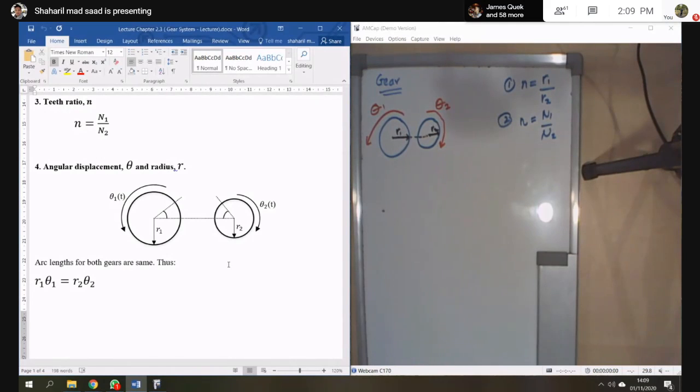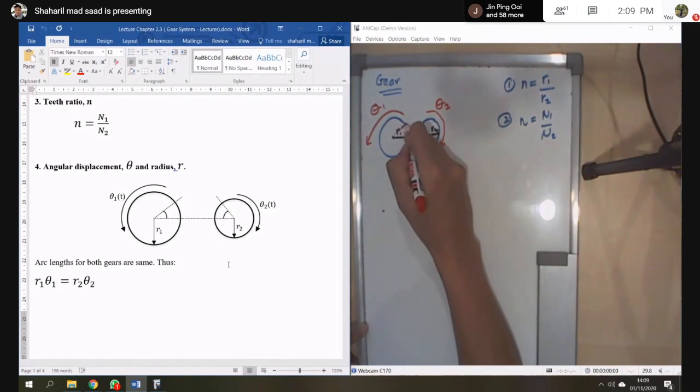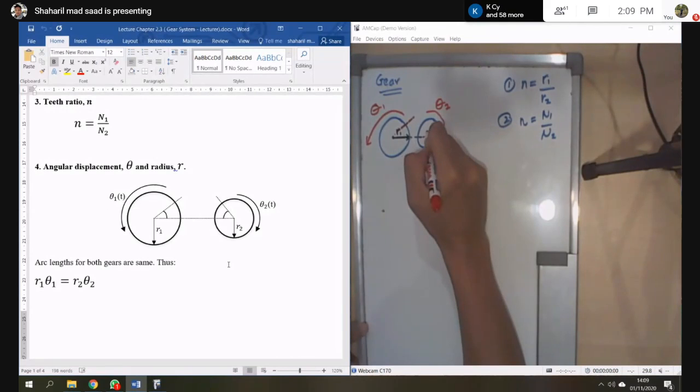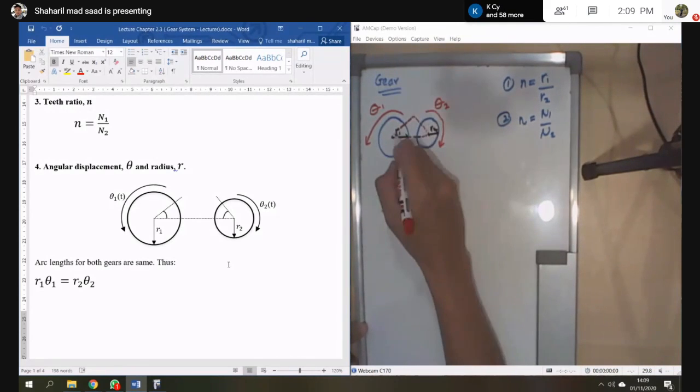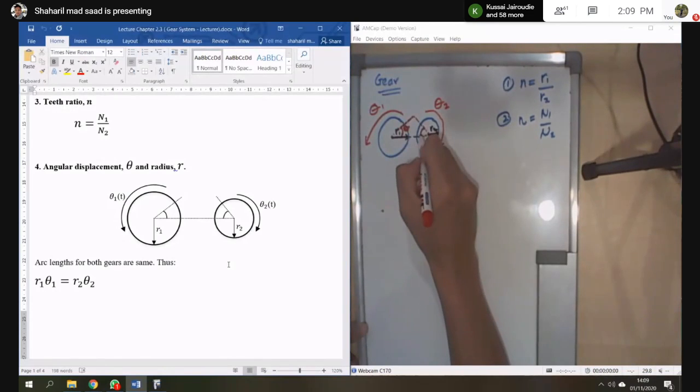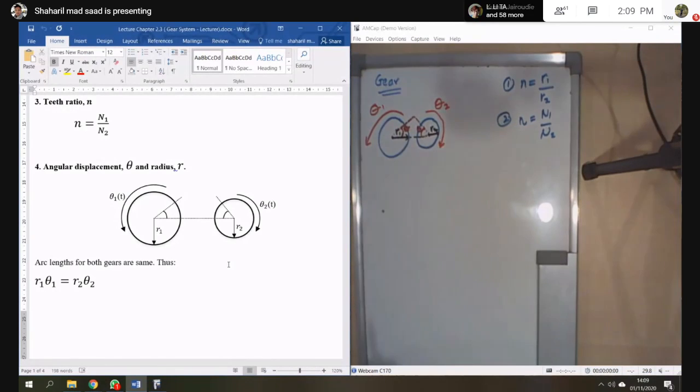If you look at this one, when your gear rotates at a certain angle, it will give you the same angle. For example, this one angle, same angle, theta.